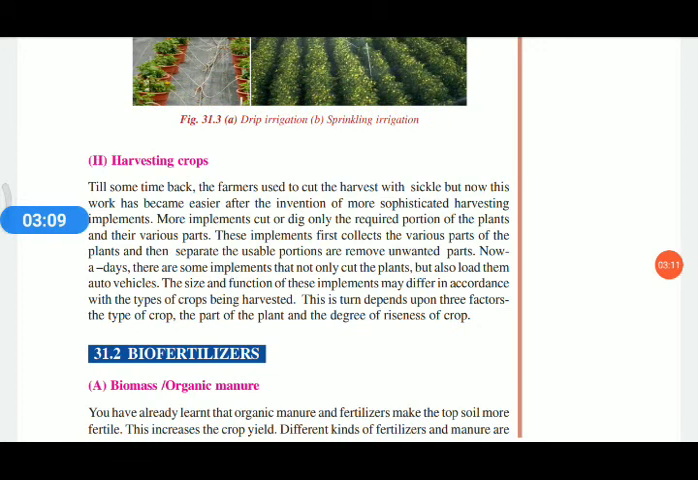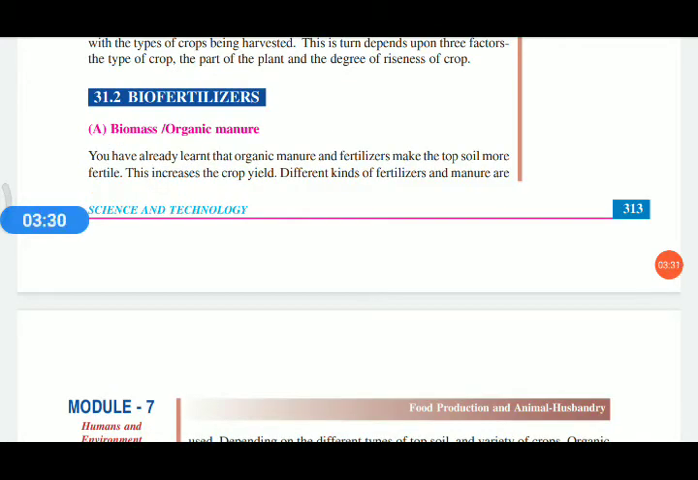Harvesting crop. Crop harvesting is very important. In previous times, we used sickles and some equipment to cut the plant, and now we use many advanced equipments for harvesting the crop. These are the main methods used in the time of the Green Revolution, and we can discuss each and every one in detail. Then another one is biofertilizers, biomass or organic manure.